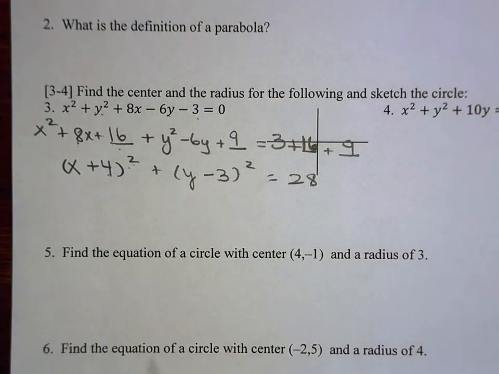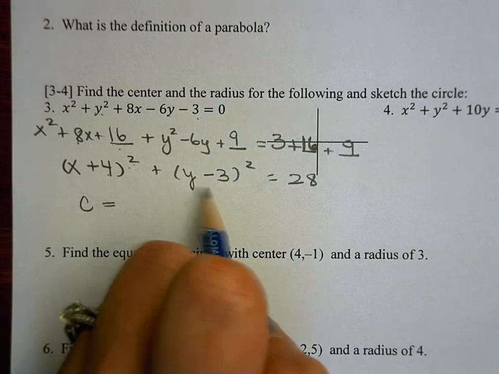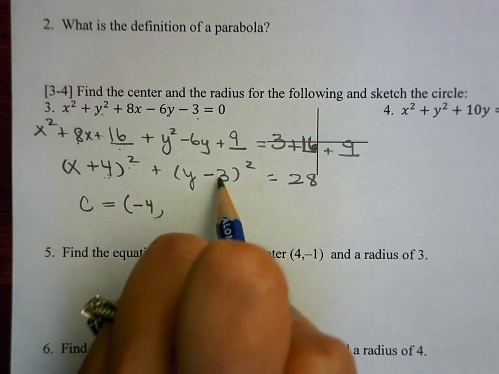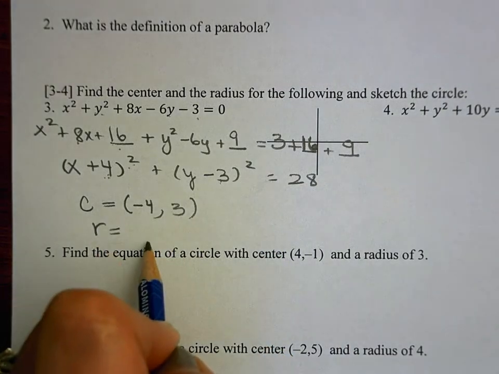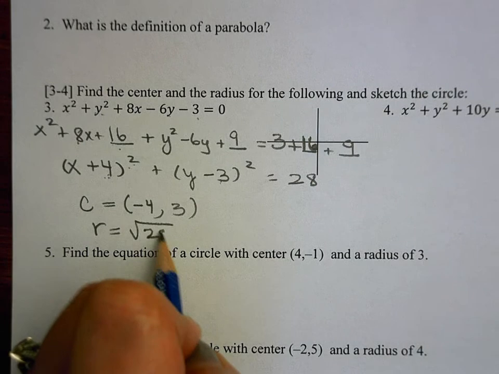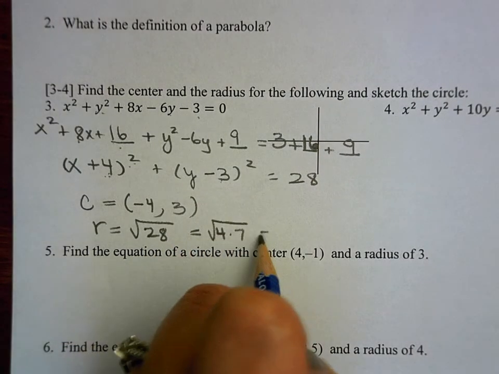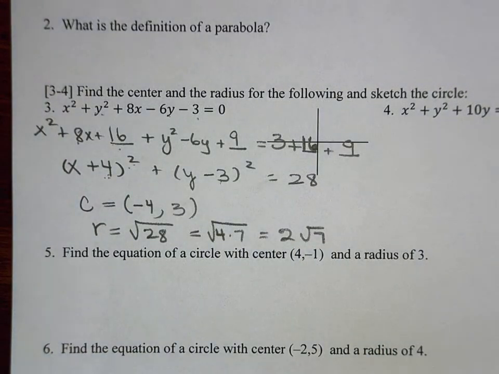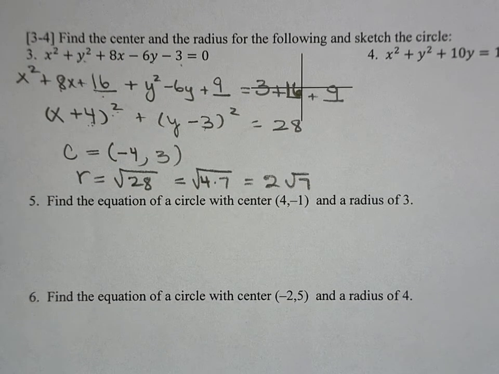So that's 28. And so then my center is going to be opposite on both, so alphabetical order, so negative 4 and positive 3. And then my radius is just going to be the square root of 28. So square root of 28. And I can simplify that a little bit. So that's 4 times 7. Square root of 4 is 2, and then I don't know the root of 7, so it'll be 2 root 7.